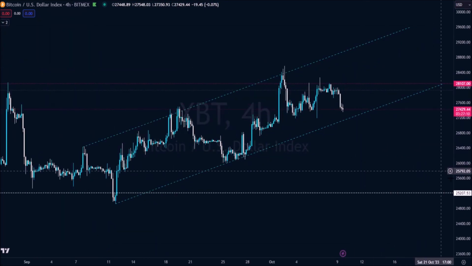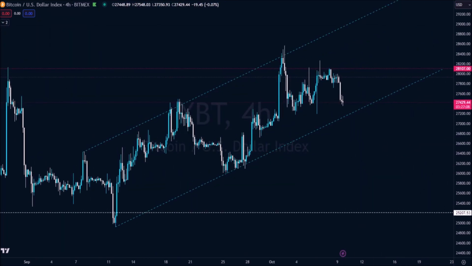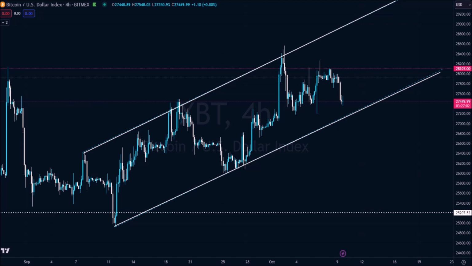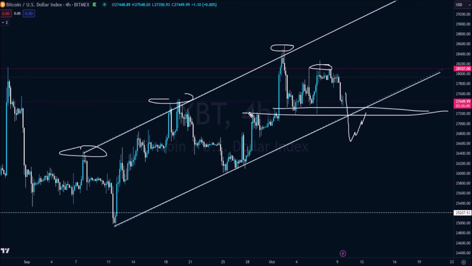You can see on the H4 I've drawn this channel structure from this low and then from this high. We've got three touches up here, resistance, resistance, and resistance. You can see that midpoint acting as resistance here. So if I'm looking for more downside, I want to see this channel break. I want to see a retest of this structure, resistance, support, support, and then I want to see more downside.